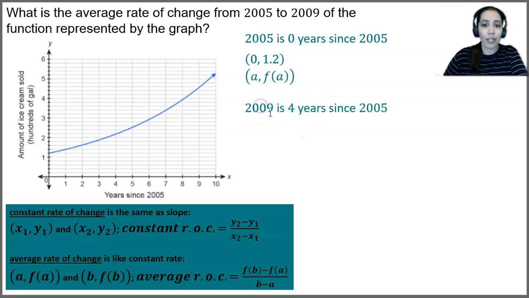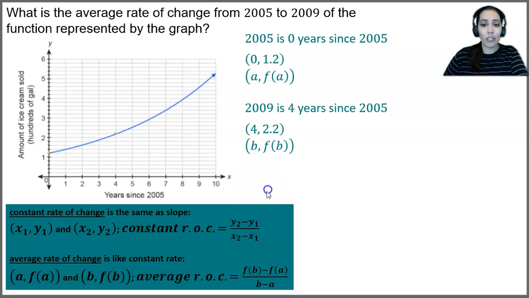Then I'm going to look at 2009. 2009 is 4 years since 2005. So I'm going to come here to the 4, and I am going to go ahead and figure out this point as well. And this one is also 1 tick mark above the 2, and we know that the tick marks are 5 spaces, so we know each one is 0.2. So this point will be 4, 2.2. And we'll label this one B, f of B.